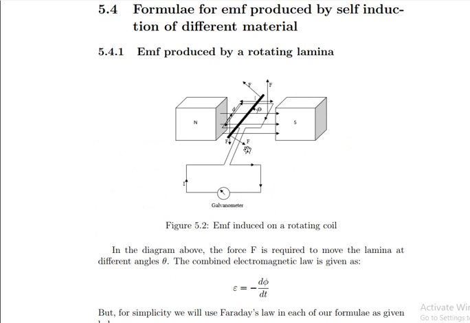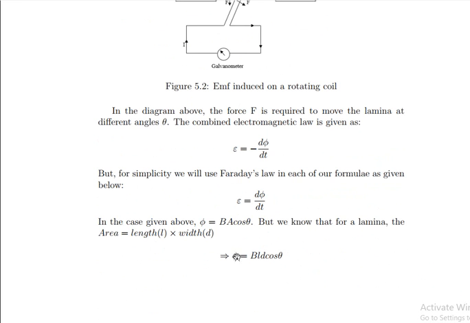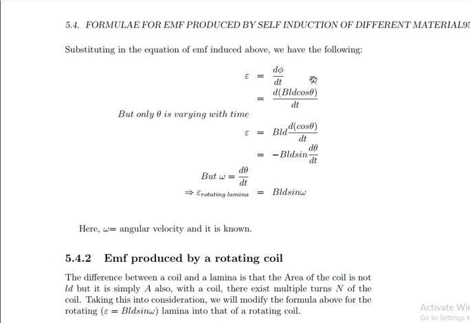Now the area here is going to be L times D. So phi is going to be BLD cos theta. So now let's differentiate. When we place the value of phi inside, we realize that only theta is going to be varying with respect to time. So the EMF induced is going to be BLD d cos theta. We are going to differentiate the interior and then differentiate the exterior.